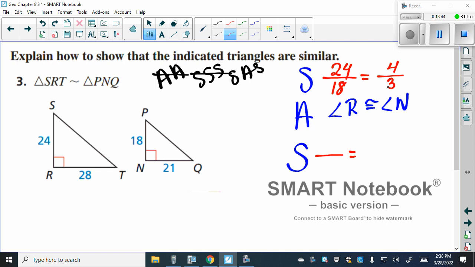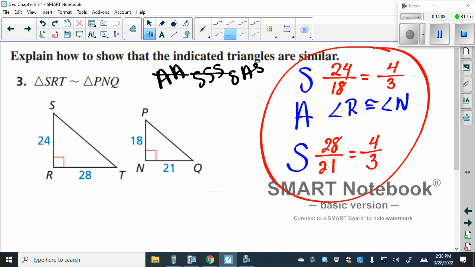Now what's going to be the numerator of the second fraction? Since we used 24 first, the other side on its triangle is 28. And we're going to have it over 21. Now 28 and 21 have a common factor of 7, which reduces to 4/3. And that's all we have to do for this here.